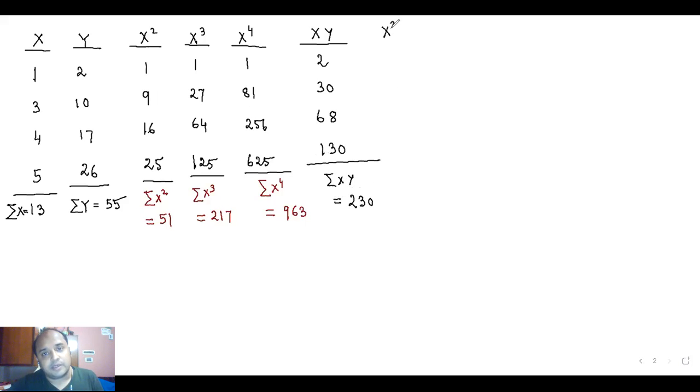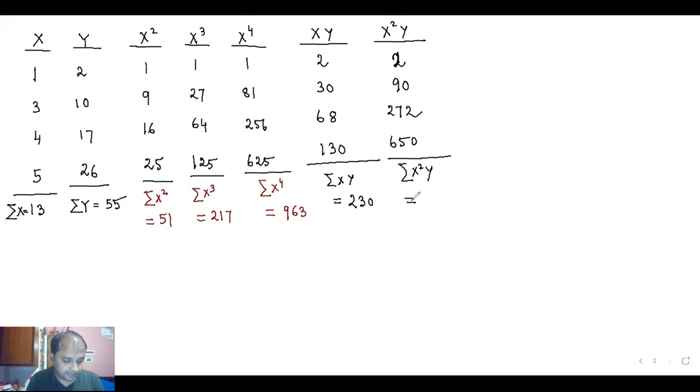And the last column that we need is X square Y, which is 2, 90, and then 17 into 16, that is 272, and 26 into 25, that is 650. And therefore its summation is summation x square y. So this becomes 650 plus 272 plus 92, which is 1014.